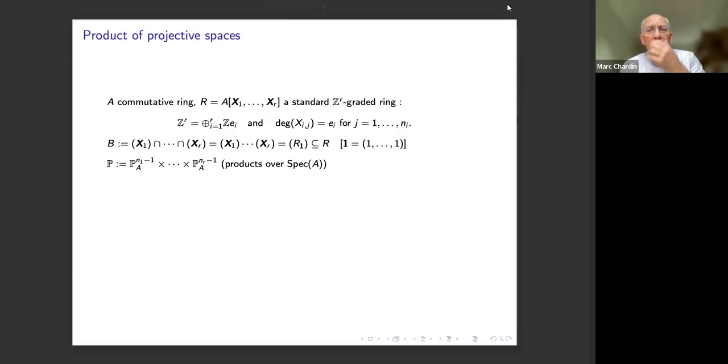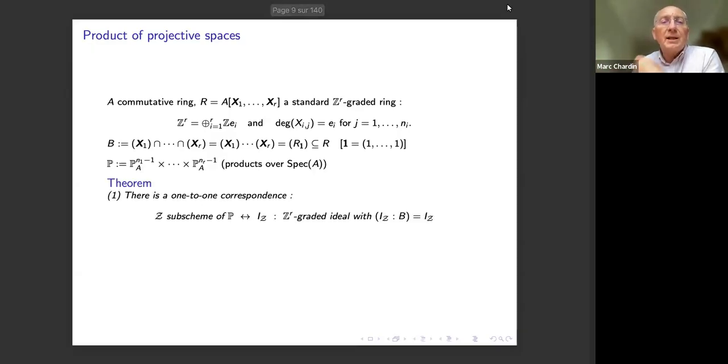Now, I'll first present a couple of things that are pretty similar to what happens in the projective space, and then I'll point out the differences. So the first thing is that, as in the projective space, you have a one-to-one correspondence between the subschemes of this product and the Z^r-graded ideals, so that respect this multigrading, that are saturated, but now with respect to the ideal B, which is this product ideal, that defines the empty set. So this is pretty similar.